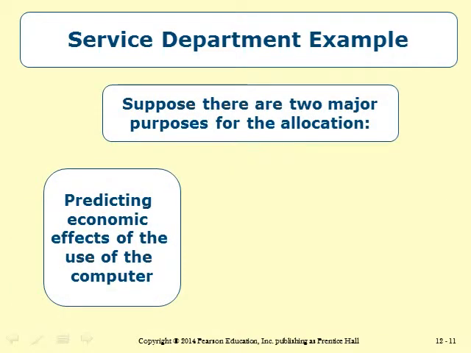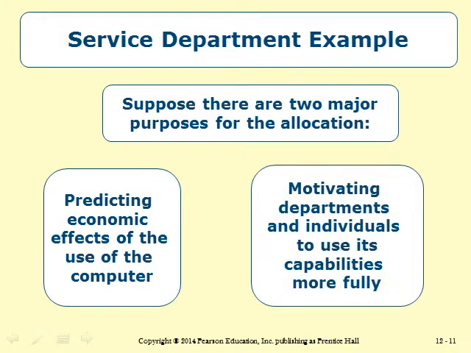So suppose there are 2 major reasons for the allocation: predicting economic effects of the use of the computer and motivating the individuals in the 2 schools to use its capability more fully. How should the university allocate the cost of the computer, which would include things like salaries, depreciation, energy, materials, and so on, to the 2 schools?